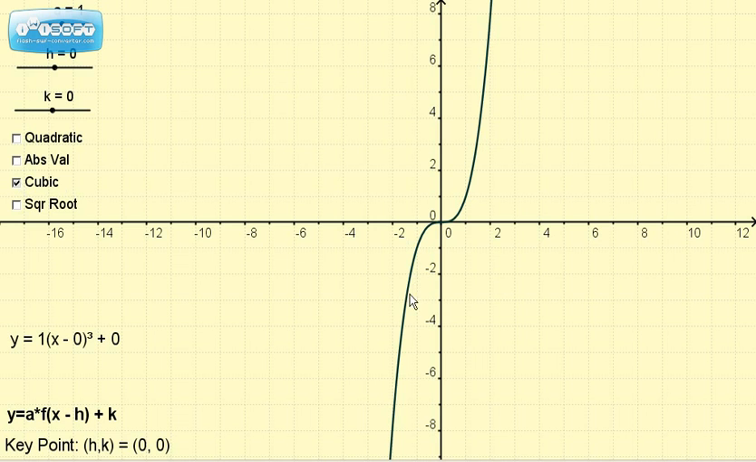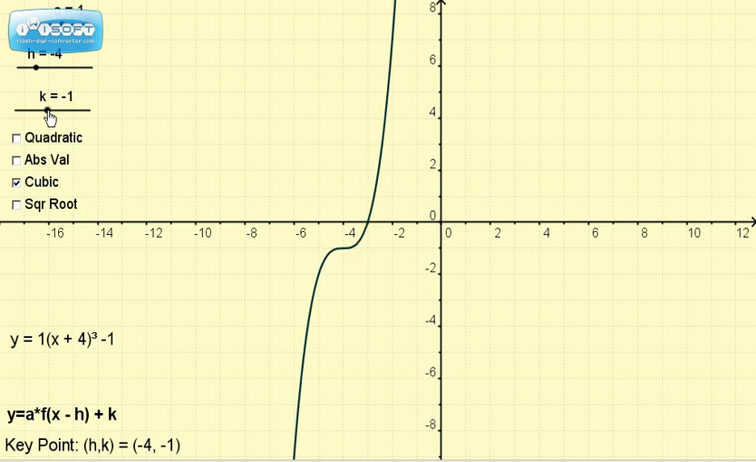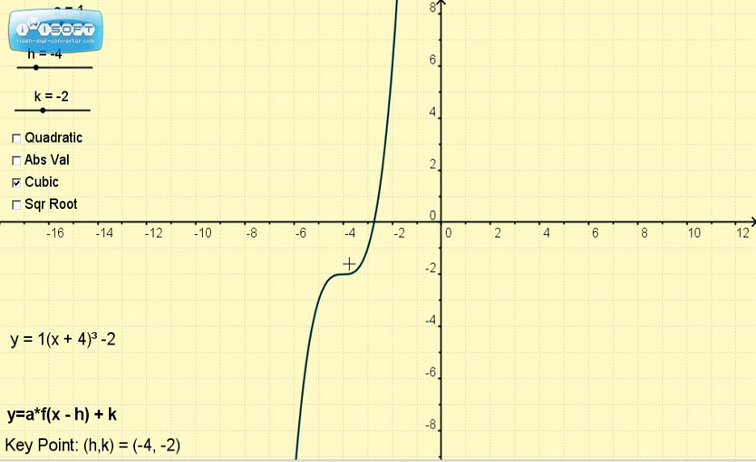Cubic function. So this is y is x cubed. It has this sort of flat area right here. And if we want to move this, say, to the left 4 units, then we just need to add 4 inside that parentheses, so y is x plus 4 cubed. We want to move it down 2 units. We can move it down 2 units by subtracting 2 on the outside. So again, this key point right here is where it gets sort of flat and goes up to the right and down to the left. Similar to the quadratic, but a little bit steeper.